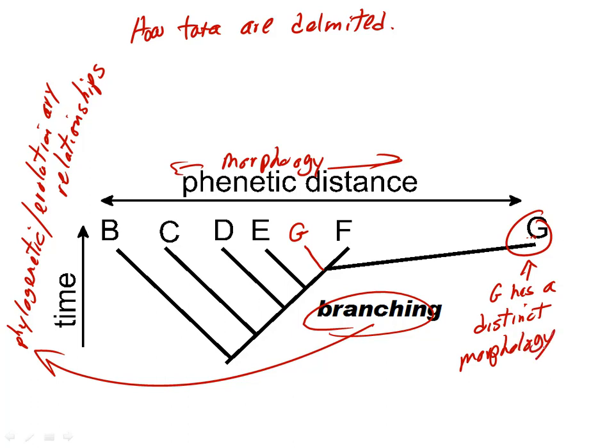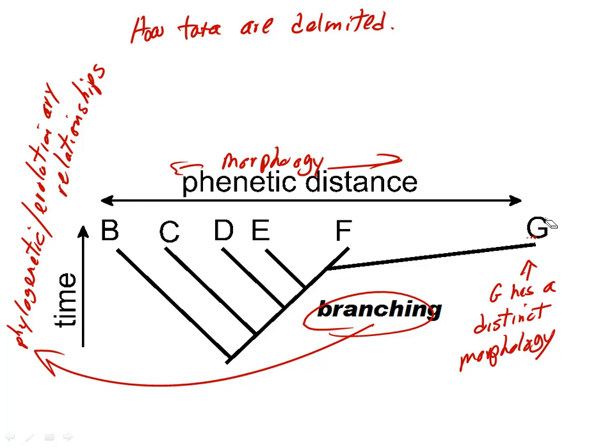So G does not look very much like the others. And so we move G from its normal position there in the phylogenetic tree, and we put it over on the side just to represent that. Now, no one actually drew phylogenetic trees in this way, but I'm just trying to make this point that we are placing G over on the side because it is morphologically distinct.